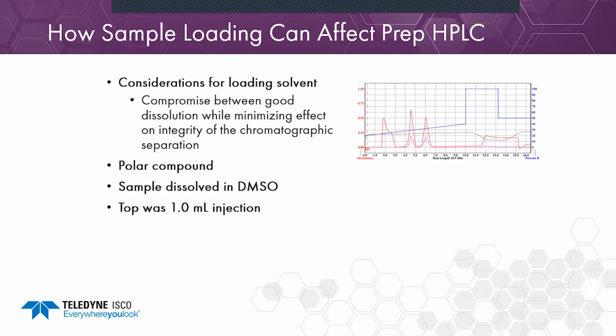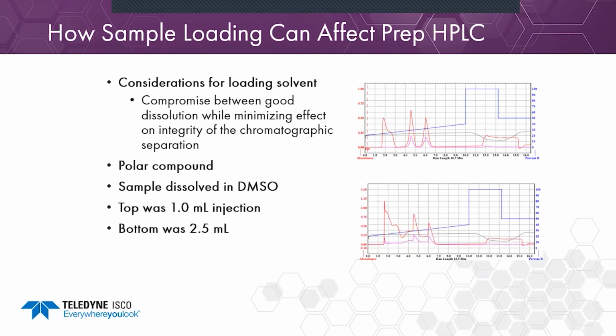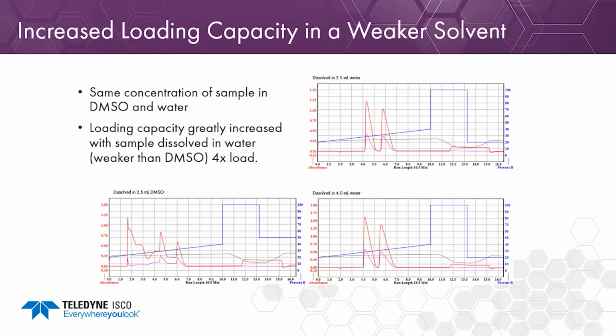As I increase the amount of DMSO, though, if I increase that injection volume to 2.5 mils, you're going to see that the first peak of interest starts to co-elute with the DMSO peak, which is the first peak there, and we're not going to get good resolution between peaks 2 and 3. If we do the same separation in water, we're able to get good resolution and good separation. So in that top example on the right, it's dissolved in 2.5 milliliters of water.